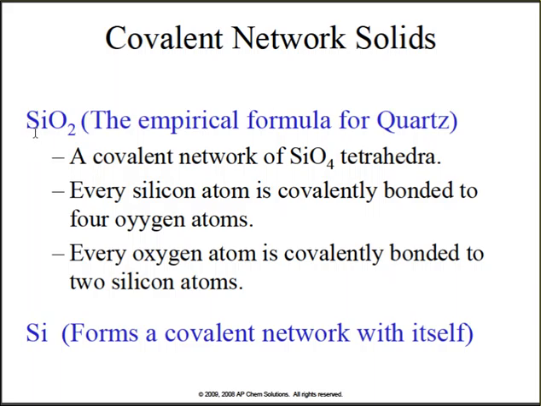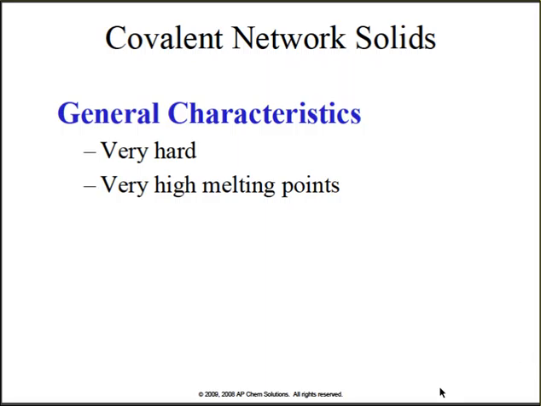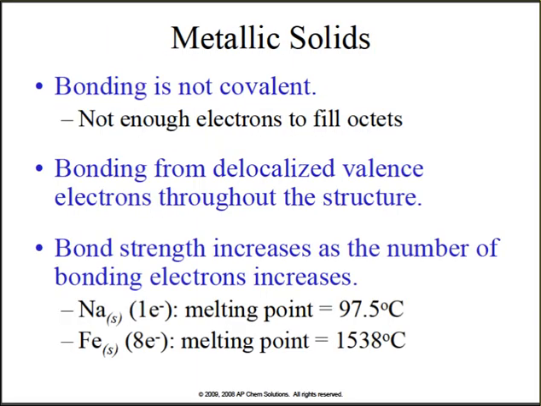Here's another network solid, silicon oxide. Okay, the empirical formula. It's very strong. Why? Because it's a network solid. Because Si is very similar to that of carbon. Okay. So general characteristic of a network solid: it's very hard, very high melting point. Great things like diamonds and stuff.